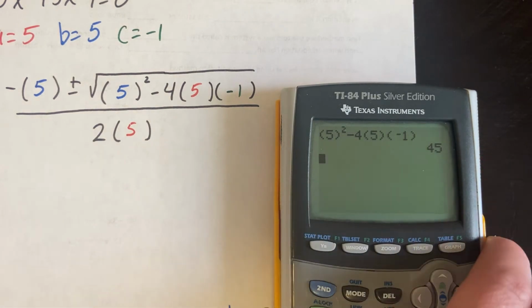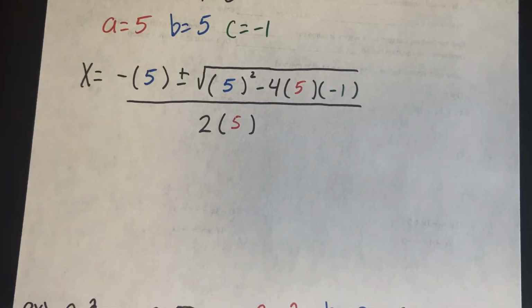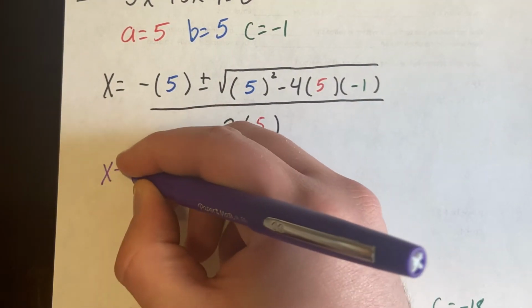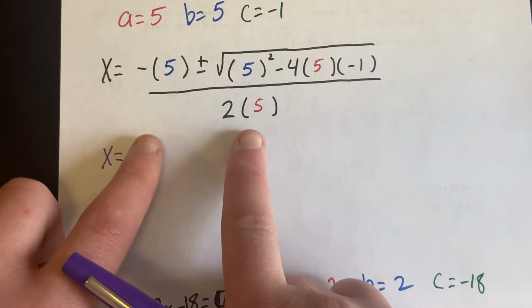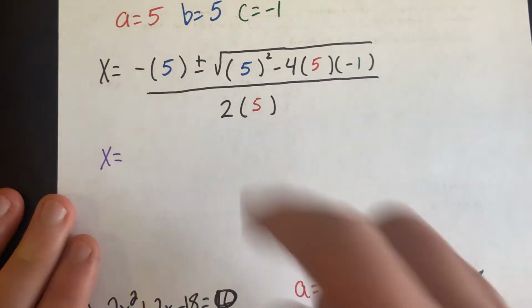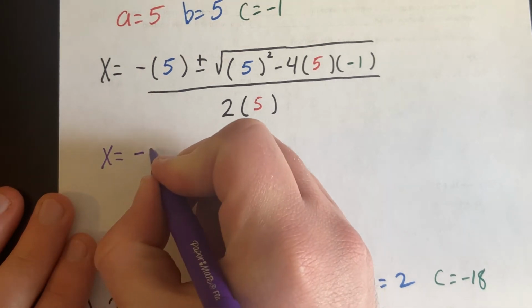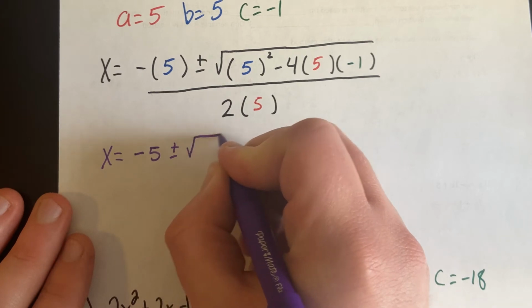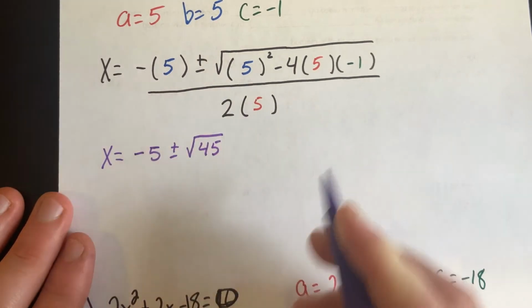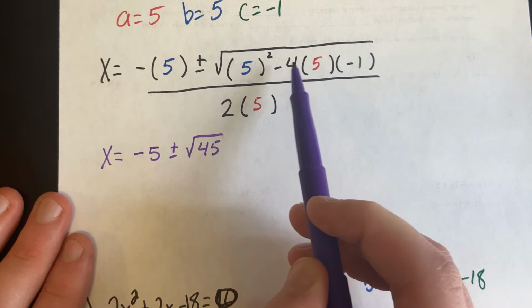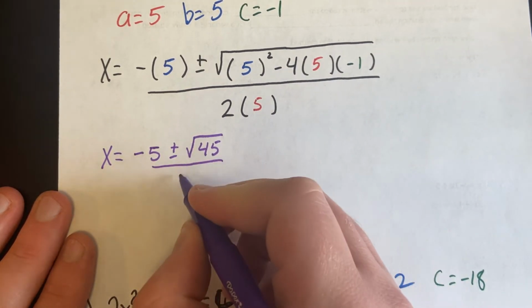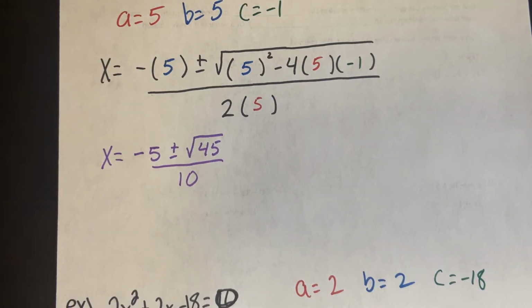Now what I'm going to do is rewrite what I have here, but instead of all of that stuff underneath the square root, I'm going to put the 45 that we just found. And again, I'm going to jump another step. I'm going to take care of what 2 times 5 is and what this negative 5 is. The negative times the 5 is a negative 5, plus or minus the square root of 45, all of that stuff that was underneath the radical that we just simplified to be 45. And I'll take care of that 2 times 5 and just say 10.